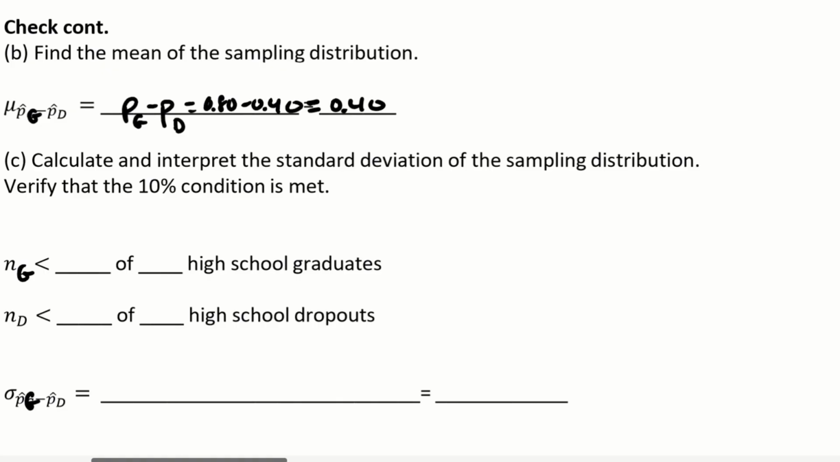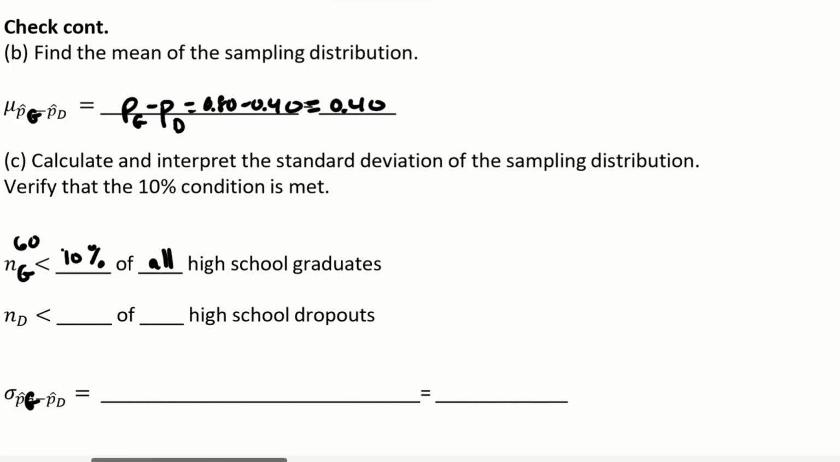In this case, we're going to assume that's 60, right? So we're going to just put 60. So this is 60, which is less than 10% of all high school graduates. That's pretty reasonable. There's probably a lot of high school graduates throughout in general. So that makes sense.